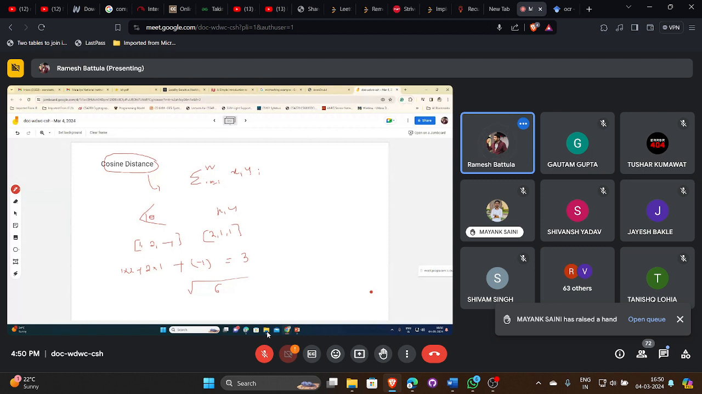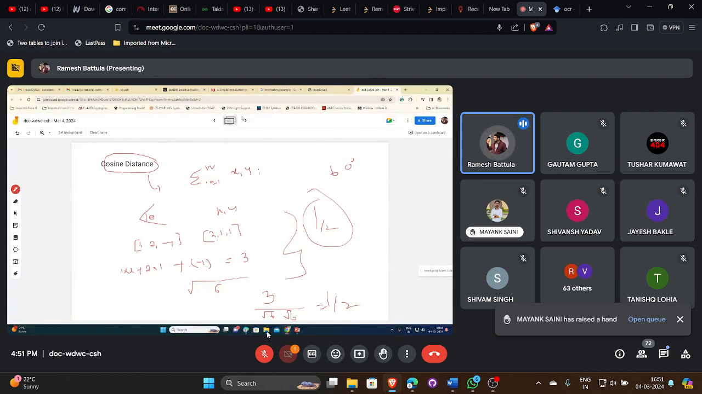So the angle between two values is going to be 3 divided by square root of 6 into square root of 6, which is going to be equal to 1 by 2. So 1 by 2 means how many degrees in cosine? Which is equal to 60 degrees. So this is the way we find the distance for the cosine.